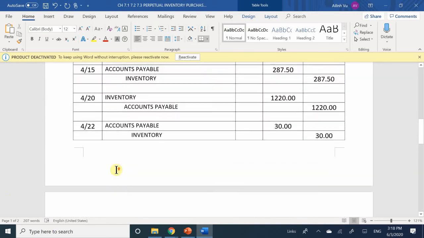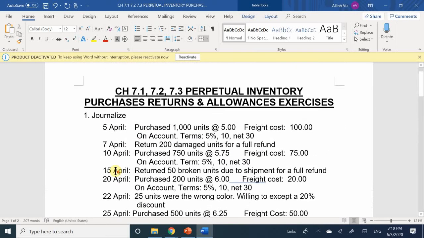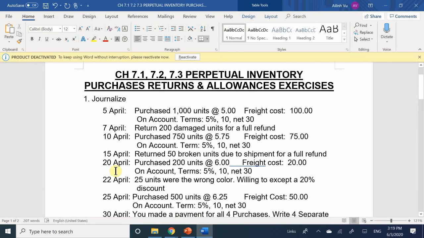All right, now we got a couple more left to recognize. So let's go ahead and recognize the next batch that we purchased here. On April 20th, we purchased another batch. And what are the terms? Well, 5%, 10, net 30. Okay, did we meet the discount period? Yes, we did.